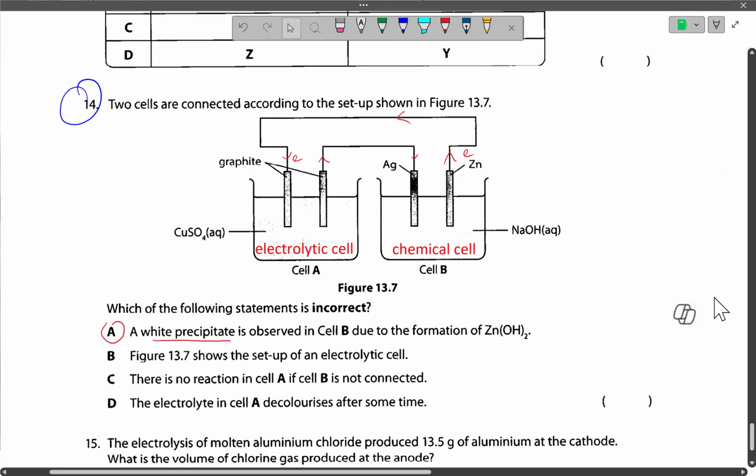Okay? Looks like every answer seems to be correct, except the A, that we need to know that zinc hydroxide is soluble in excess sodium hydroxide. So even if they form in small amount, the likelihood is that the small amount will dissolve into the hydroxide, so it will not be observed as a white precipitate.